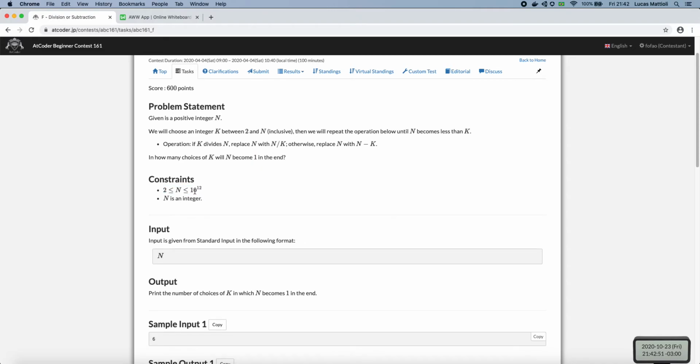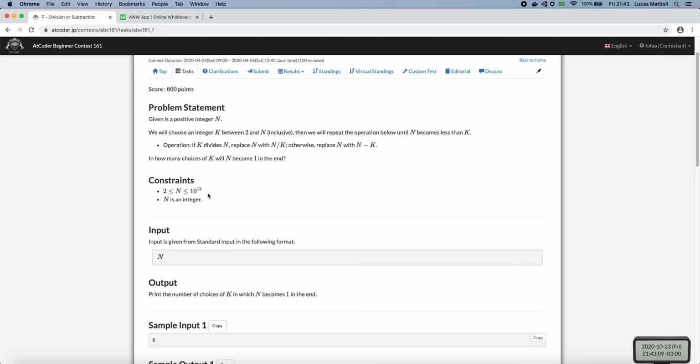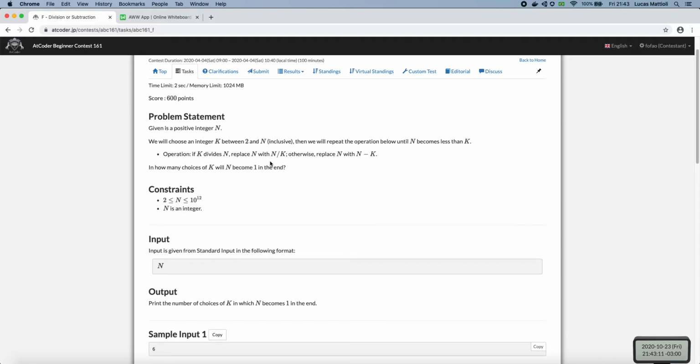Probably we can't solve it using some linear approach, because by some rule of thumb, an algorithm with complexity up to 10 to the power of 8 would be the maximum that we can do. So, how do we approach a problem like this?